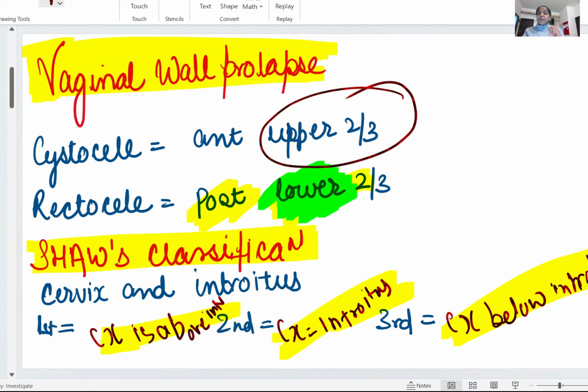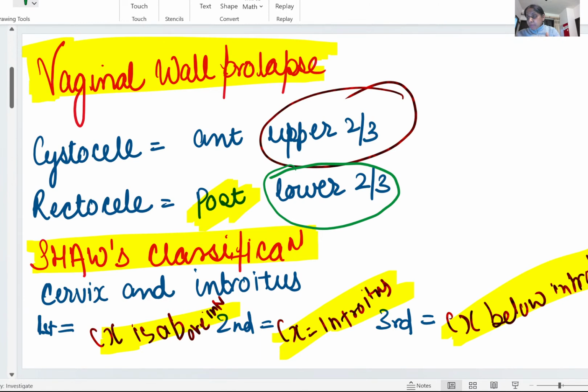In rectocele, what part comes down? The posterior vaginal wall. And what part of the posterior vagina? Lower 2/3. These are some basics which can be asked in FMG: in rectocele, the posterior vaginal wall prolapses, and it is the lower 2/3. In cystocele, it is the upper 2/3.